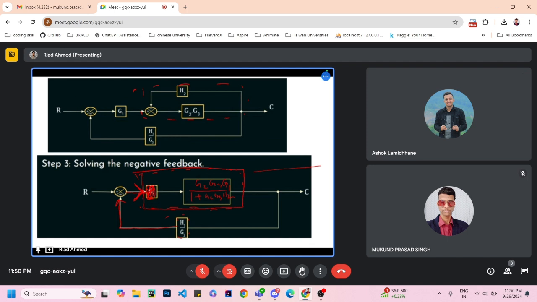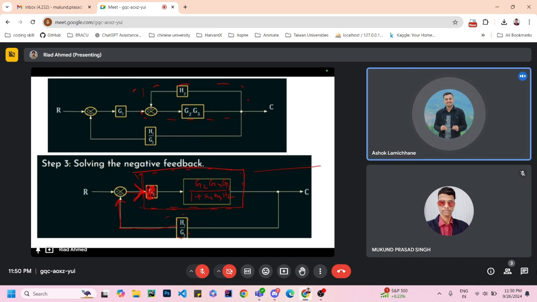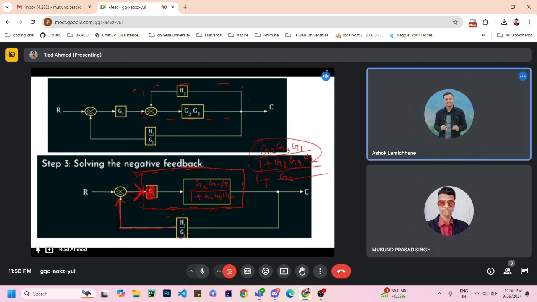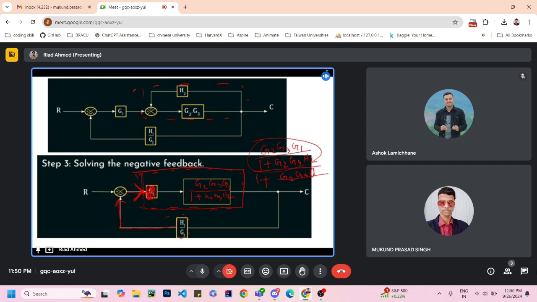So let's write it. What should be the upper part? The whole thing is the G2 G3 part. So G2, G3, G1 divided by 1 plus G2, G3, H2, divided by 1 plus, what should be the sign? Plus. Yes, the sign should be plus, divided into the whole part, the other part: G2, G3, G1 divided by 1 plus G2, G3, H2 into H1 by G3.